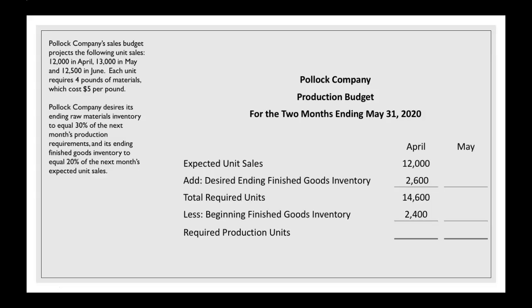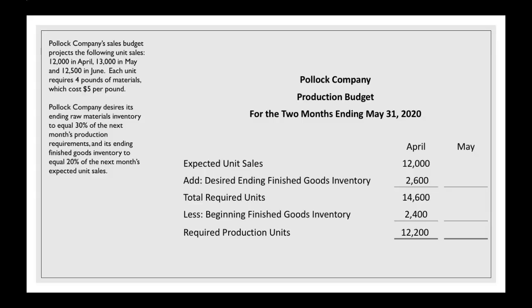So now we take our total required units and subtract out what we started the month with to see that we still need to produce 12,200 units here in the month of April.